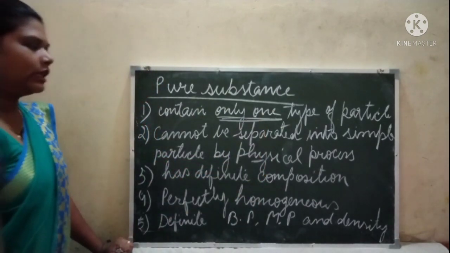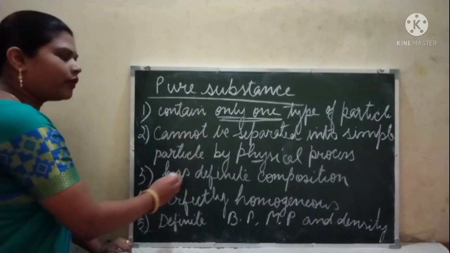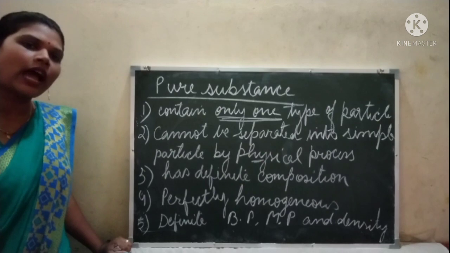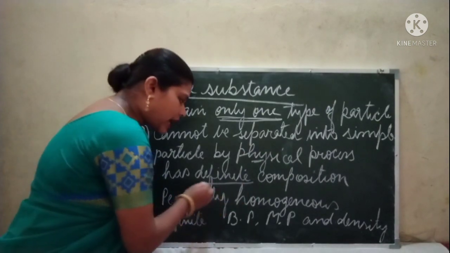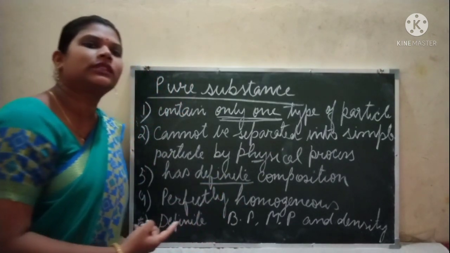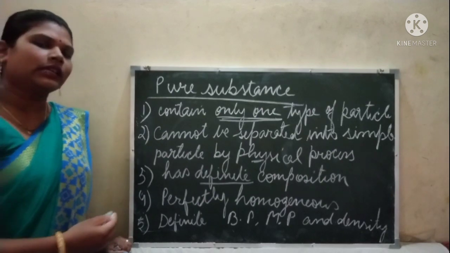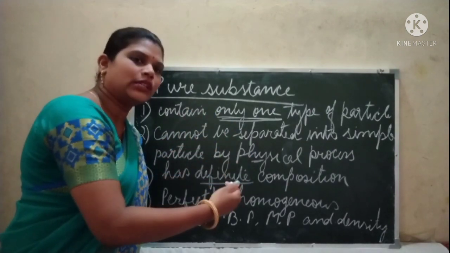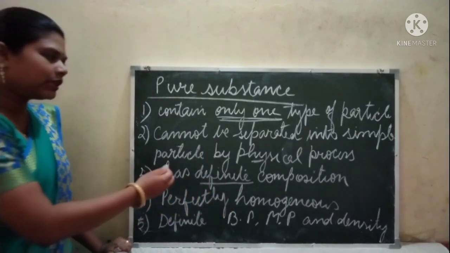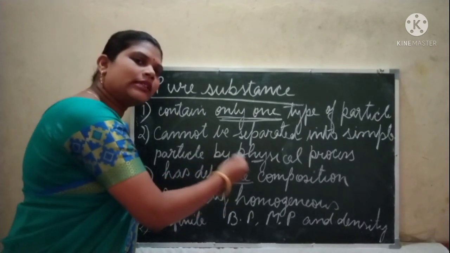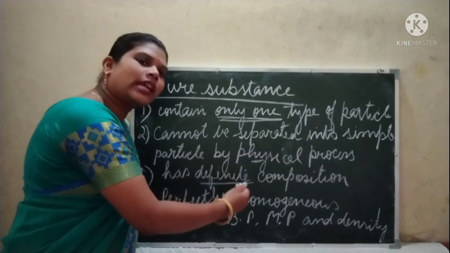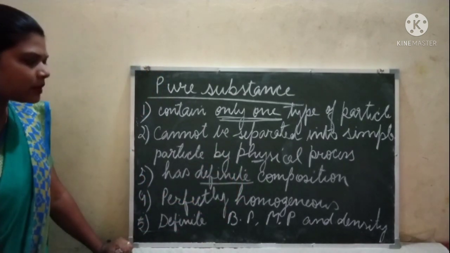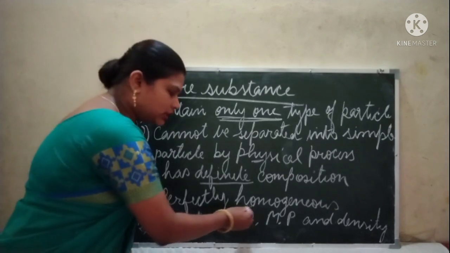Now a pure substance has a definite composition. Pure substance will have definite composition and it will not change with time. It's not that after a few days the composition will change. The composition remains the same and does not change with the change in time. Now, a pure substance is perfectly homogeneous.